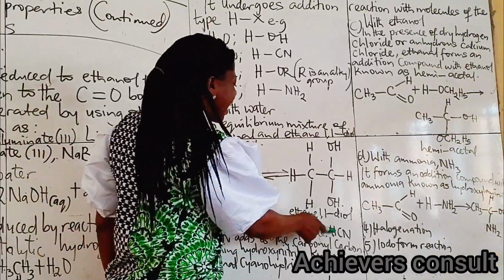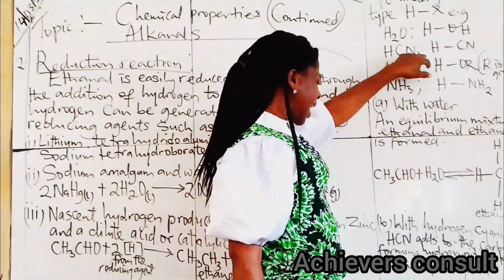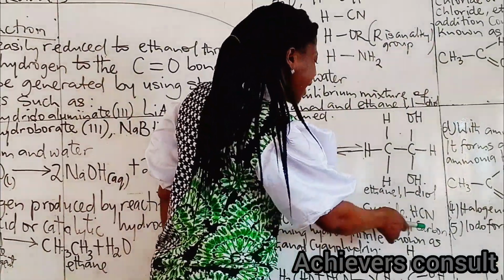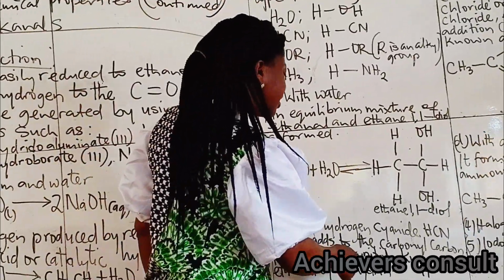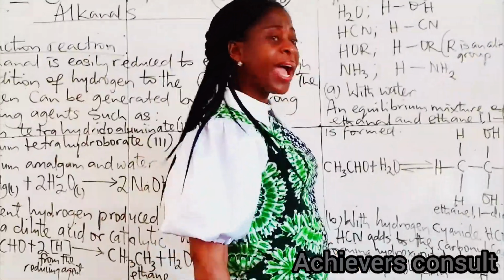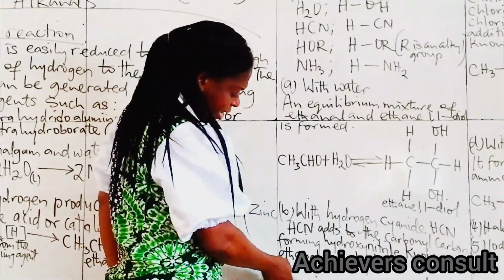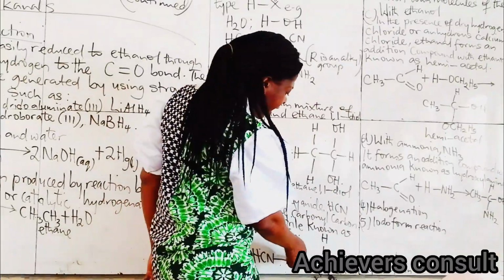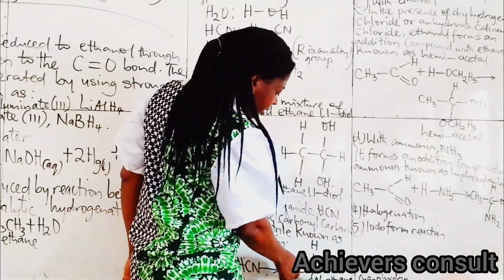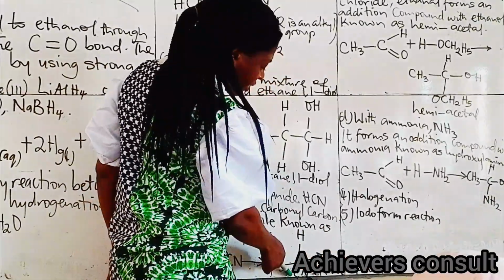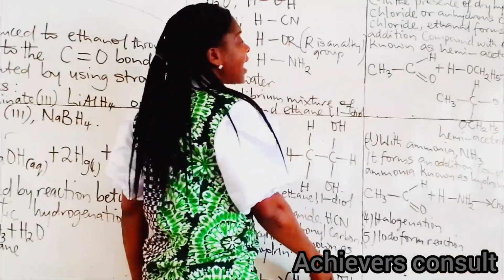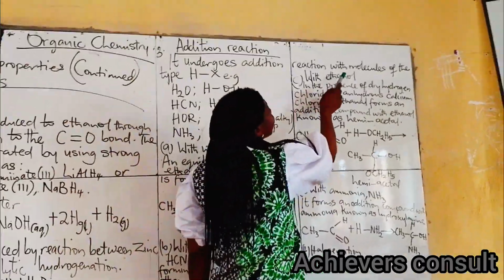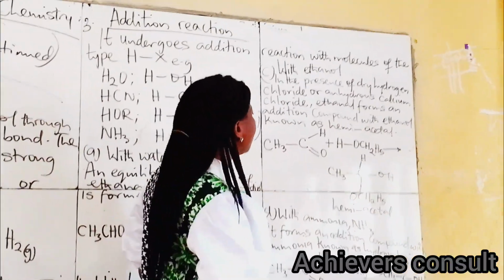Then with hydrogen cyanide, we are looking at the next one now. Addition reaction with hydrogen cyanide. Hydrogen cyanide adds to the carbonyl carbon, forming hydroxynitrile known as ethanal cyanohydrin. So this is an alkanal, ethanal, plus hydrogen cyanide, giving us CH3CH(OH)CN. This compound is called ethanal cyanohydrin.